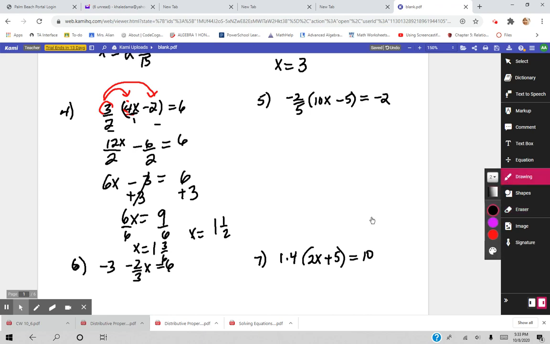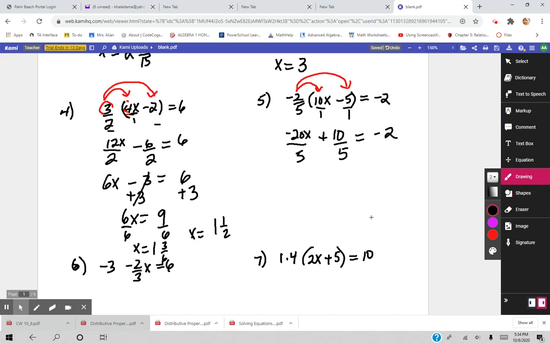So we can turn this into a fraction. So the numerator is negative 2 times 10x, which is going to give me negative 20x. In the denominator, 5 times 1 will be 5. Let me distribute this fraction to this number here. Let's turn that into a fraction. Numerator, -2 times -5. They're both negative, so that's going to be +10. And 5 times 1 is 5 equals -2.